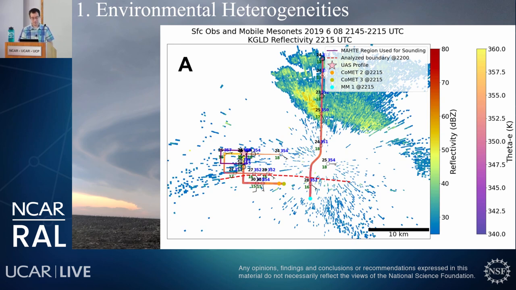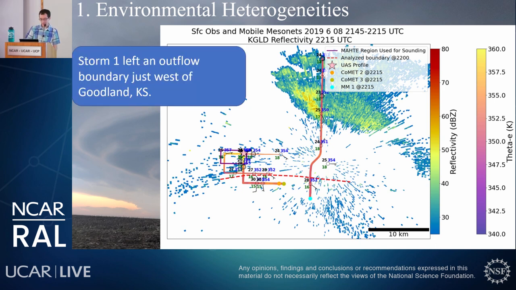So this is a map I've made from radar data at 2215, so as storm one is dying. And we've got theta E traces from some of the mobile mesonets from TORUS. So these brighter yellow colors are higher theta E. And we've also got some very small surface obs plotted here from those mobile mesonets. And we can see there's this outflow boundary just south of that dying storm one.